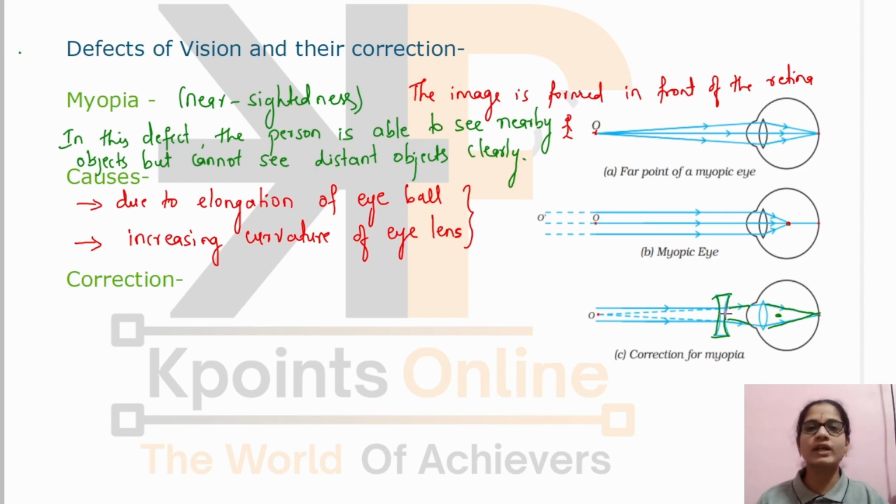You might have seen whenever a person is not able to see the distant objects, you go to the doctor. What they suggest is spectacles, and those spectacles are made up of a concave lens for a myopic person. This is how we correct myopia, by using a concave lens. This is about the defect myopia.